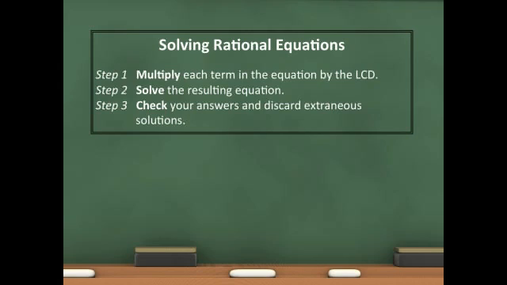In a rational equation, you can check for extraneous solutions by substituting the possible solutions into each denominator in the equation. An extraneous solution will result in a zero value in the denominator. We will see this in example 2.